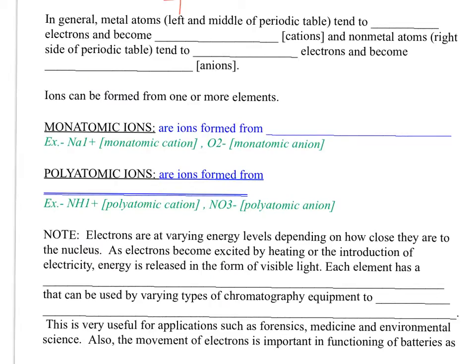In general, metal atoms that are on the left and middle of the periodic table tend to lose electrons and become positively charged cations. And then nonmetal atoms that are on the right side of the periodic table tend to gain electrons. We'll talk about why they tend to gain and lose later on, and become negative anions.